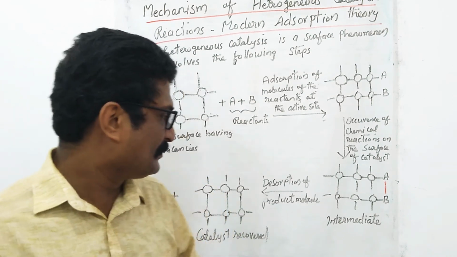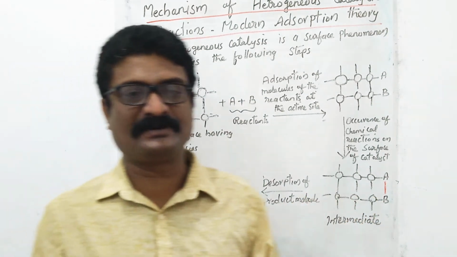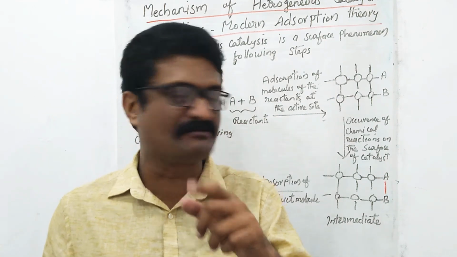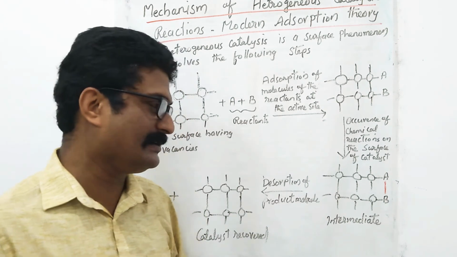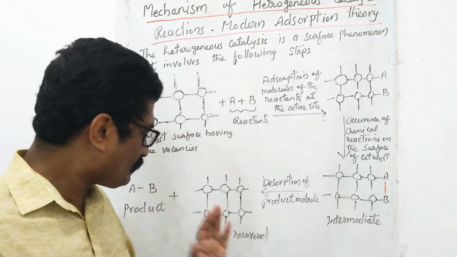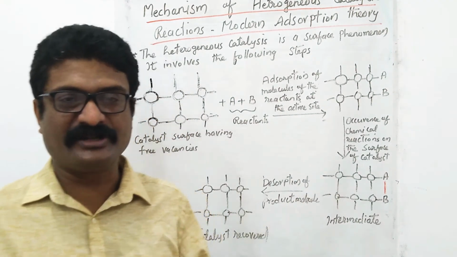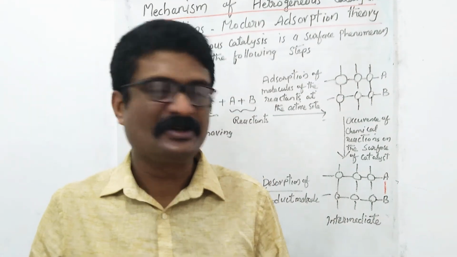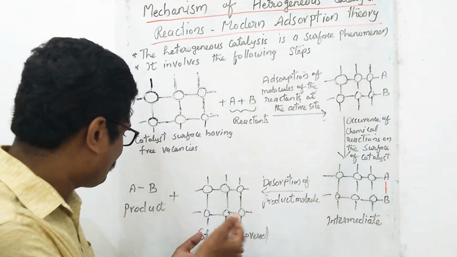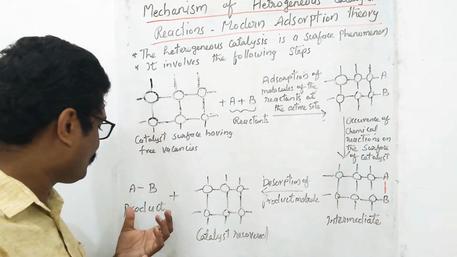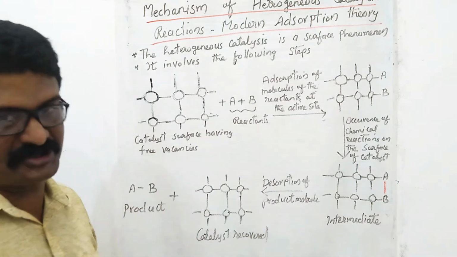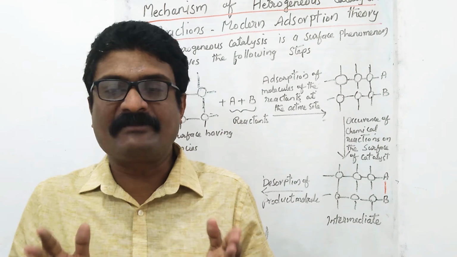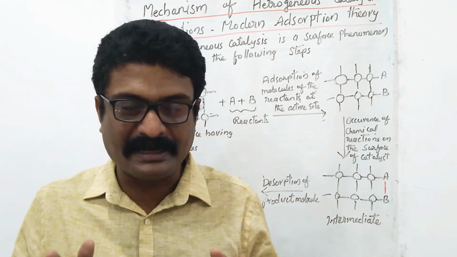Okay students, then the next step, the fourth step, desorption of the product molecules. The product AB gets desorbed from the surface of the catalyst. Desorption of the product molecules from the surface of the catalyst. And the final step, diffusion of the product away from the surface of the catalyst.